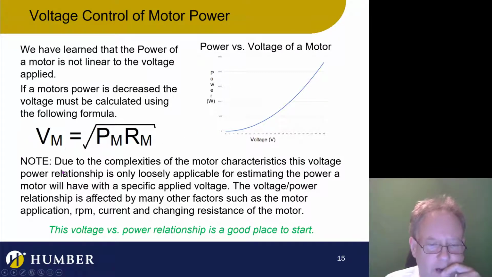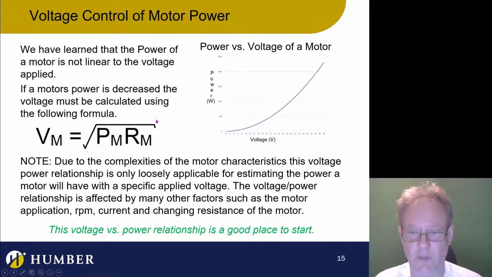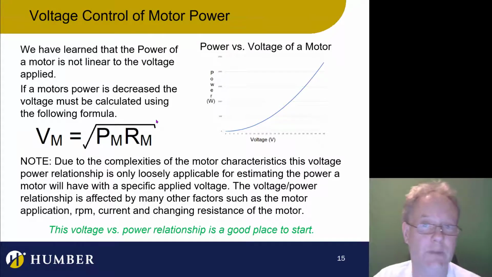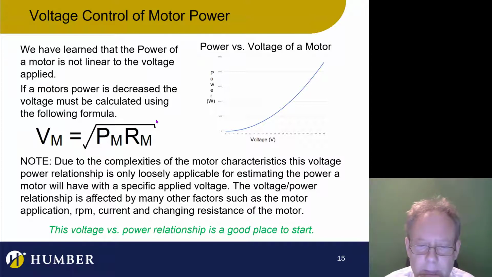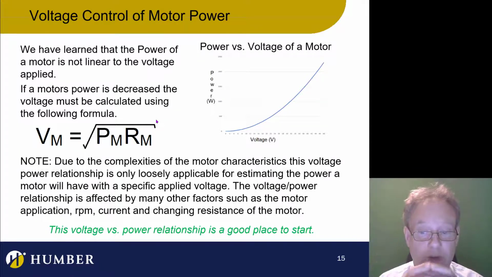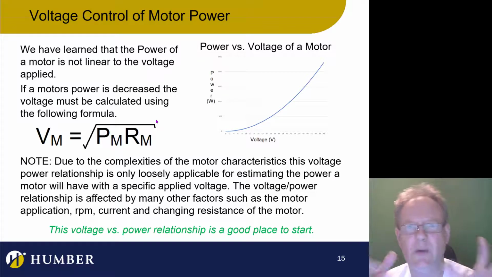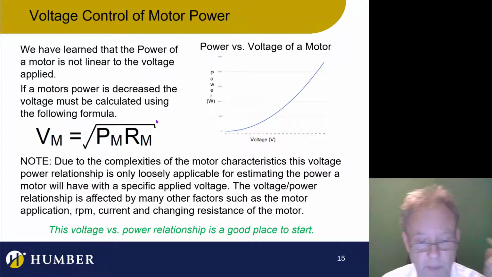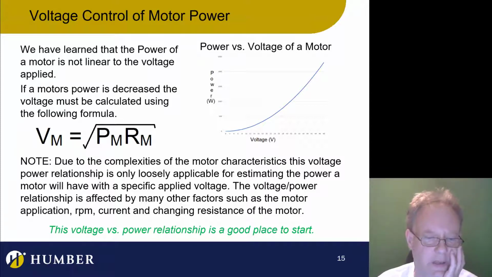There's your formula. And note, due to the complexities of the motor characteristics, this voltage-power relationship is only loosely applicable. It's kind of a ballpark, a good place to start for estimating the power of a motor with a specific applied voltage. The voltage-power relationship is affected by many other factors such as the motor application, RPM, current, and changing resistance of the motor. It's a big deal. So the voltage versus power relationship is a good place to start.